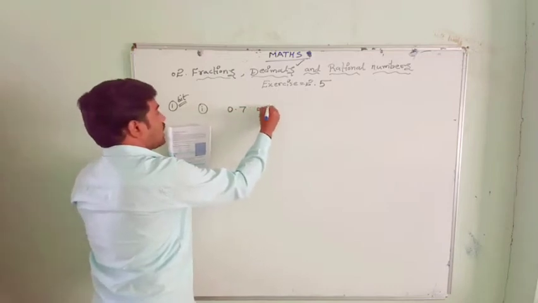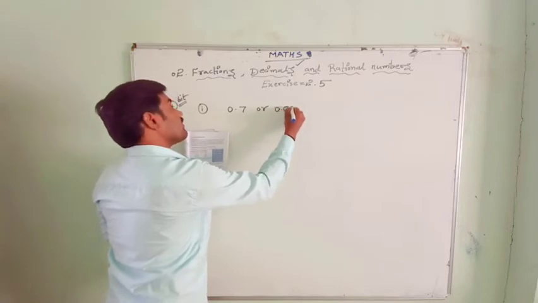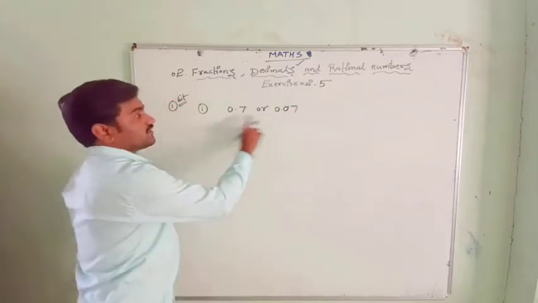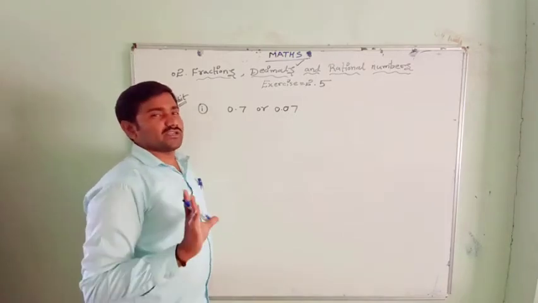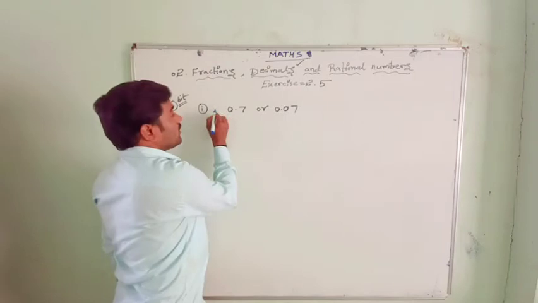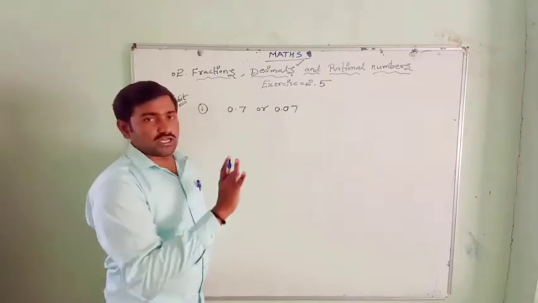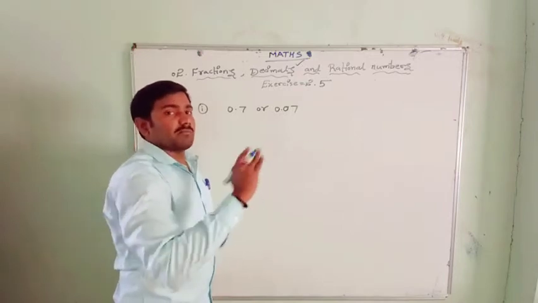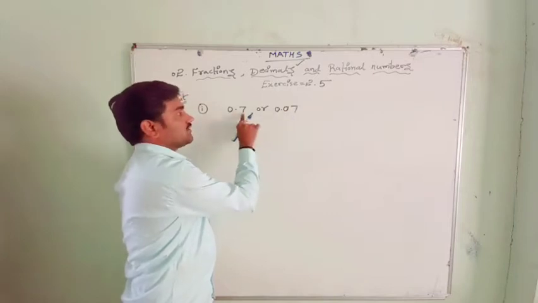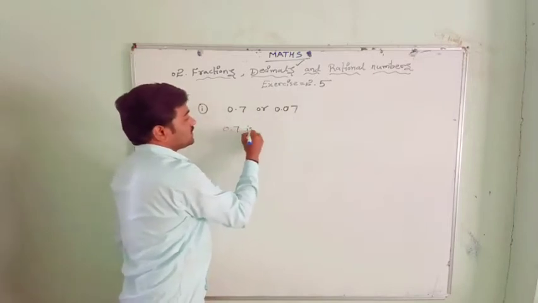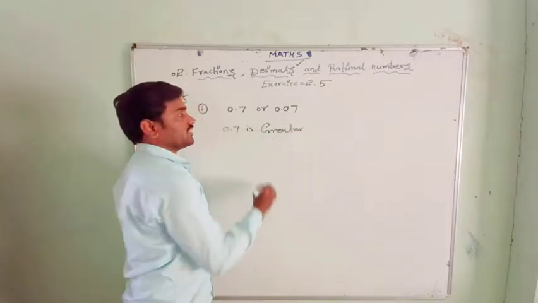0.7 or 0.07. Which is greater? 0.7 is greater or 0.07 is greater? To compare decimals, I will tell you a very easy way. First you compare the whole numbers. Here there is a 0, here there is a 0. So both are the same. Next compare the decimal parts. Here 7, here 0. 7 is greater or 0 is greater? 7 is greater. So 0.7 is greater than 0.07.